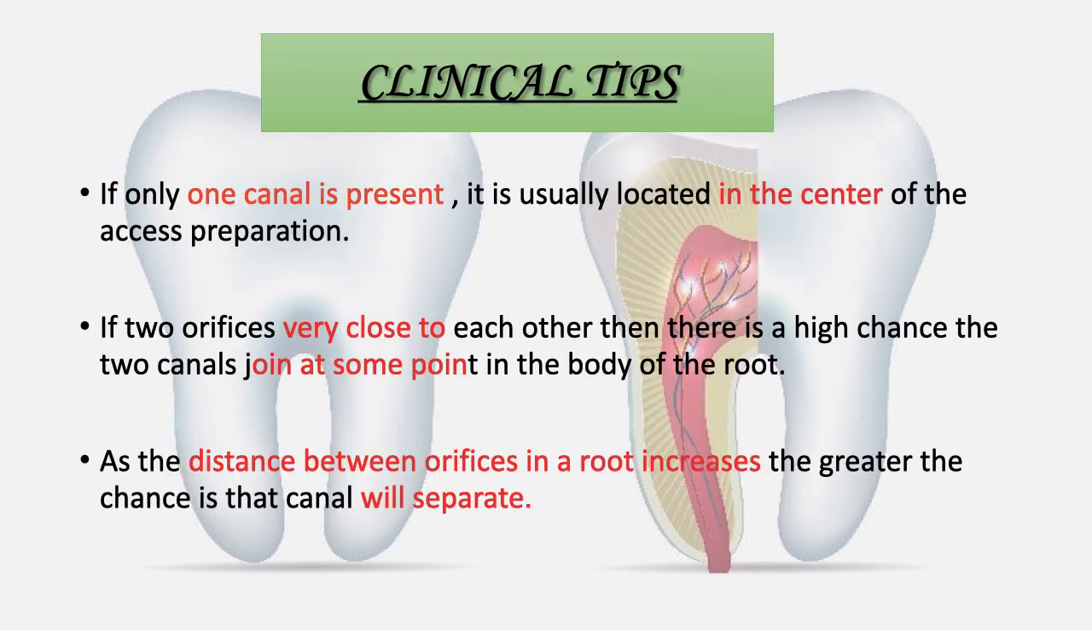Now a few interesting clinical tips for all of us. If only one canal is present, it is usually located in the center of the access preparation. If two orifices are very close to each other, then there is a high chance the canals join at some point in the body of the root. As the distance between the orifices in a root increases, the greater the chance that the canals will separate. Two things to remember: if they are very close, they will join at some point. If they are placed far apart, they will have separate exits.